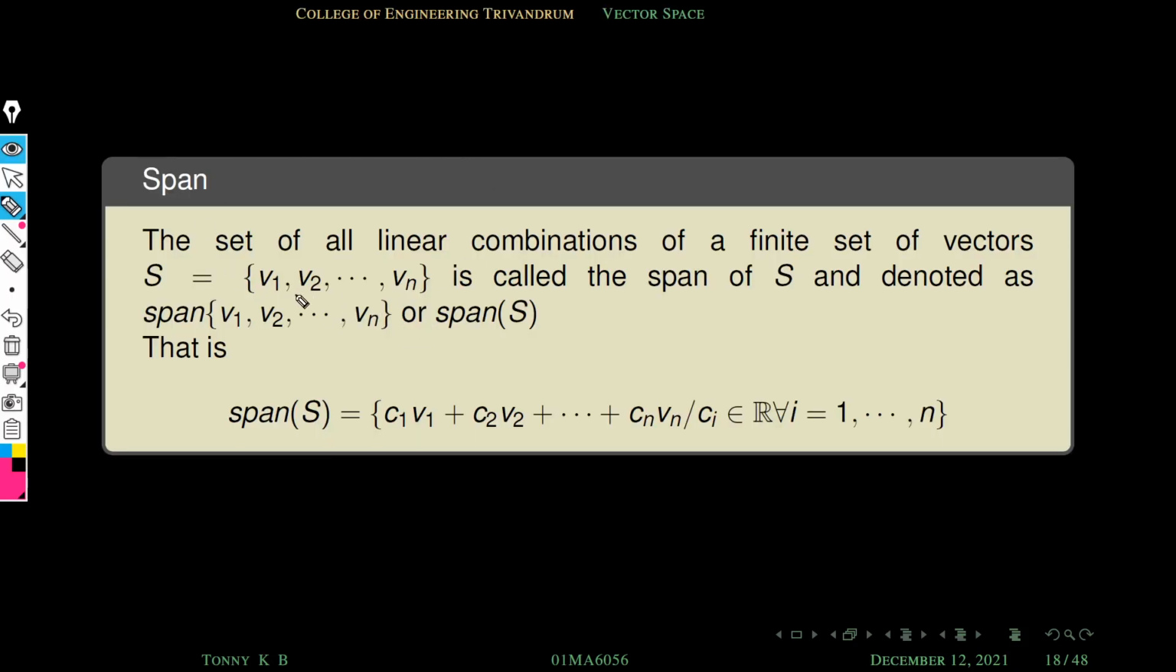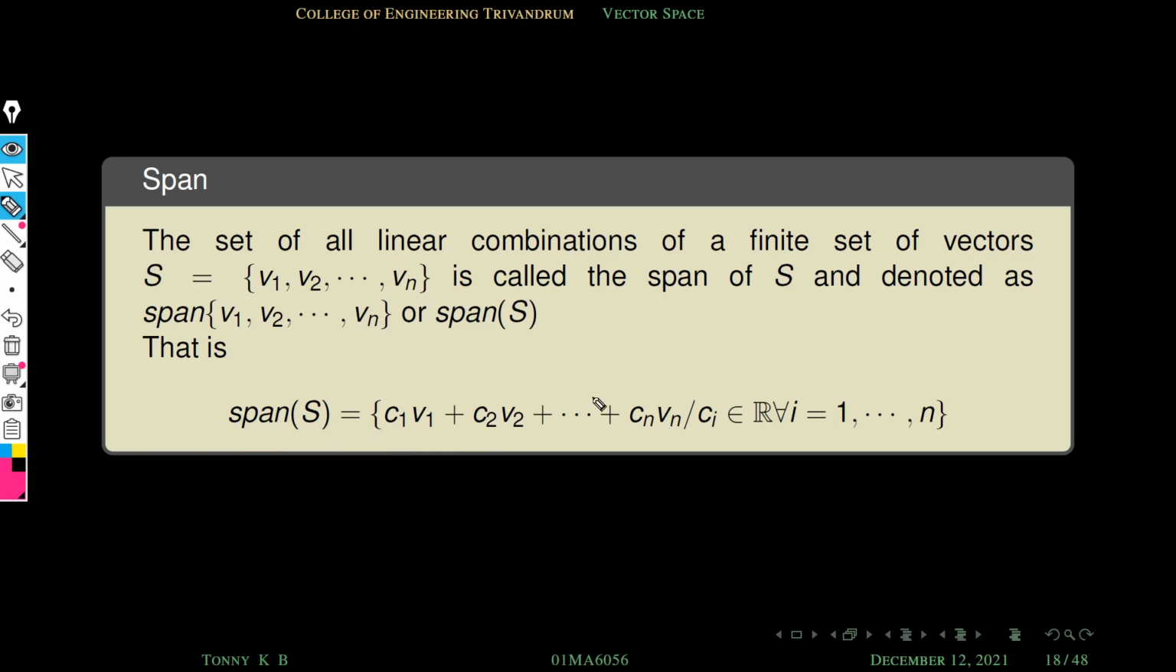Okay, this is the definition of a spanning set. The set of all linear combinations of a finite set of vectors S equal to {V1, V2, ..., Vn} is called the span of S and is denoted by span of V1, V2, ..., Vn, or span S. Okay, so what is the meaning of this representation? This means span of S is equal to the set of all possible linear combinations.